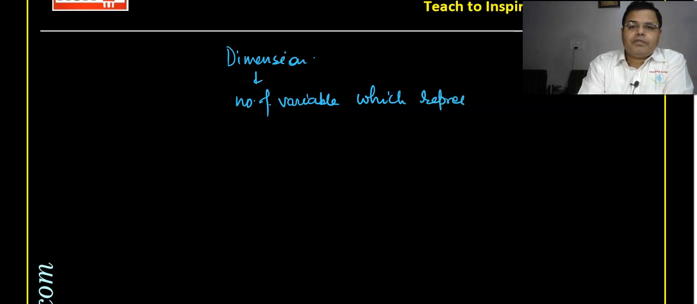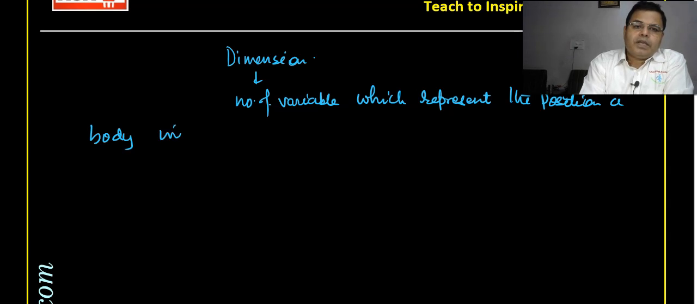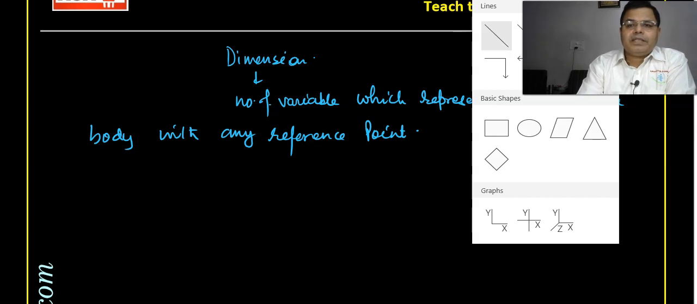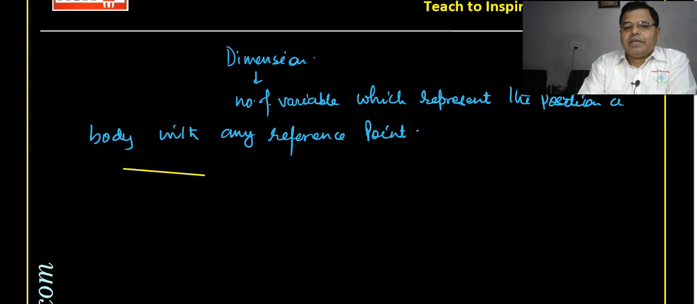Dimension means the number of variables. Dimension is the number of variables which represent the position of a body with respect to any reference point. So if two variables are required, then it is two dimensions, and if three are required, three dimensions. We can say there are even four dimensions, but we will discuss three dimensions.